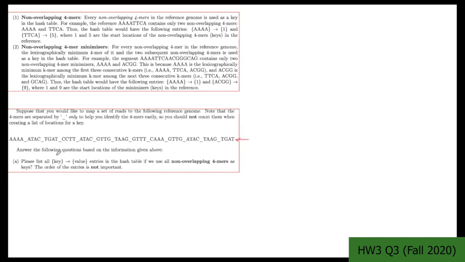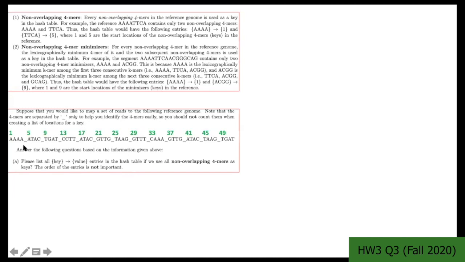Please list all key value entries in the hash table if we use all non-overlapping 4-mers, which is the first method we discussed, as keys. The order of the entries is not important. Okay, so the first method is simply just extract every 4 characters that are non-overlapping and store them in the key column of the hash table, and then extract the start location of every k-mer and store it in the hash table in the second column. So now I just indicate here the start location of each k-mer just to make our solution easier.